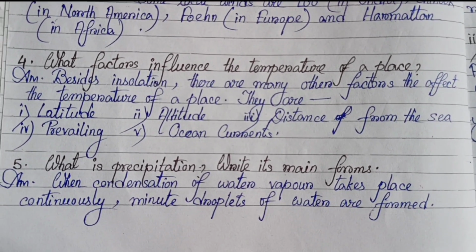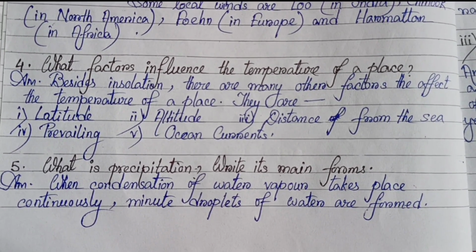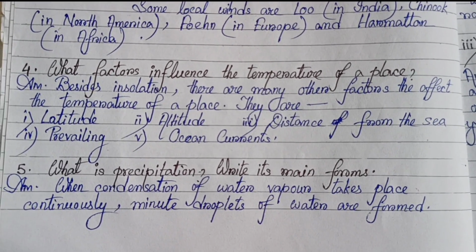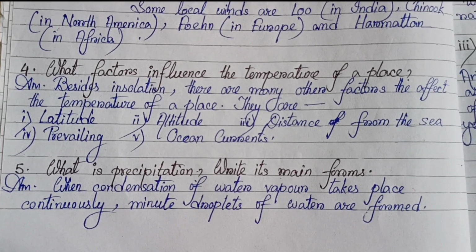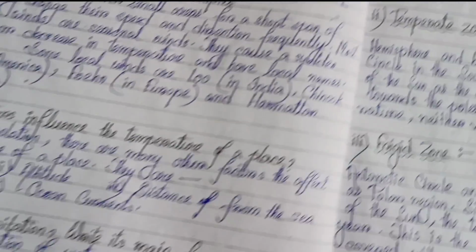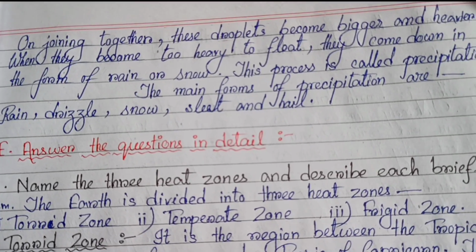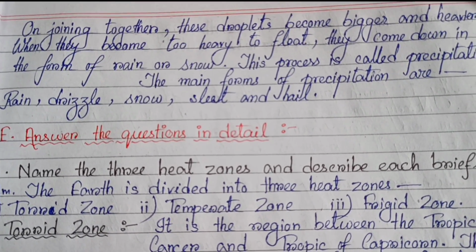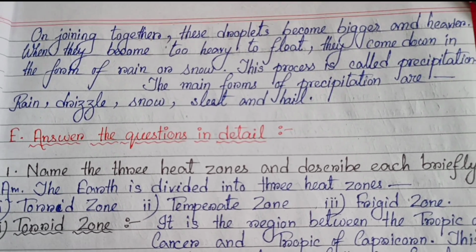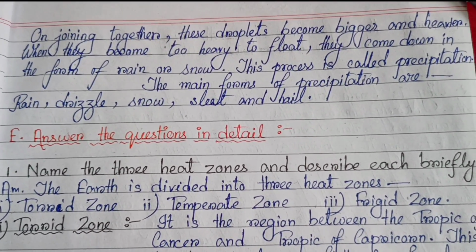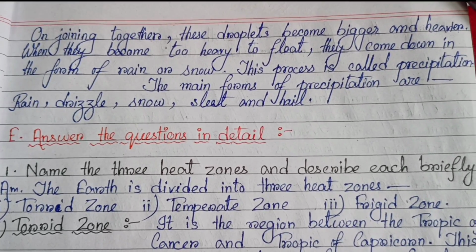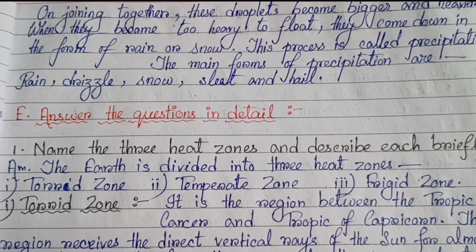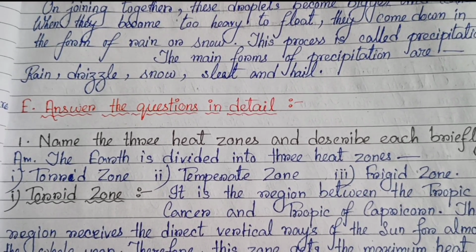Number 5, what is precipitation? Write its main forms. When condensation of water vapor takes place continuously, minute droplets of water are formed. On joining together, these droplets become bigger and heavier. When they become too heavy to float, they come down in the form of rain and snow. This process is called precipitation. The main forms of precipitation are rain, drizzle, snow, sleet, and hail.